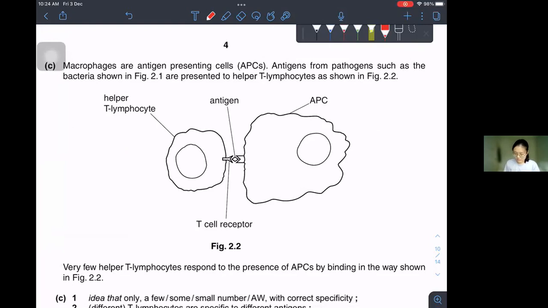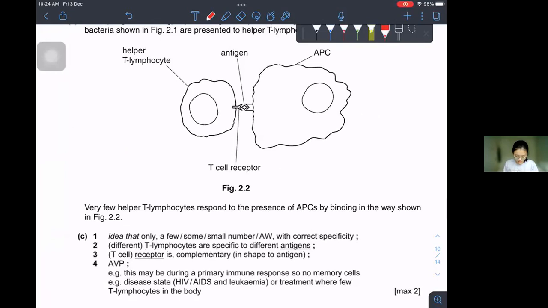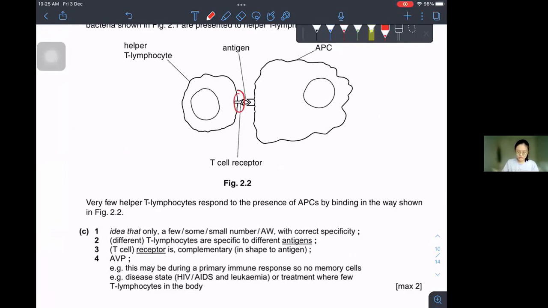Antigens from pathogens such as the bacteria shown in figure 2.1 are presented to helper T lymphocytes as shown in figure 2.2. Very few helper T lymphocytes respond to the presence of APC by binding in the way shown in figure 2.2. So you can see here the helper T lymphocytes have receptors which can bind to the antigens presented by the antigen presenting cell.